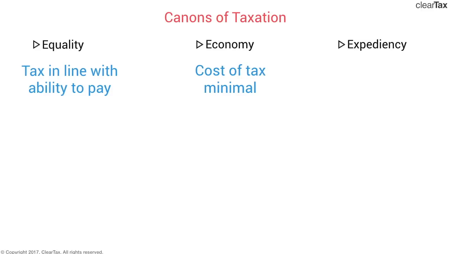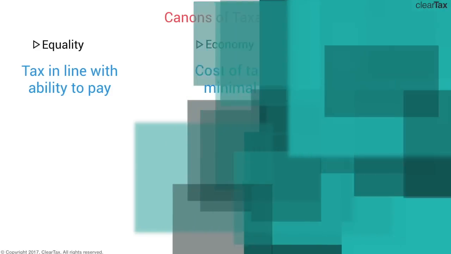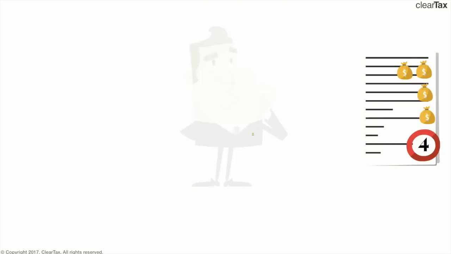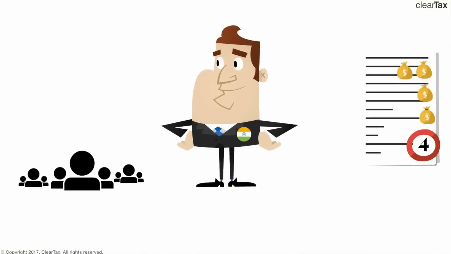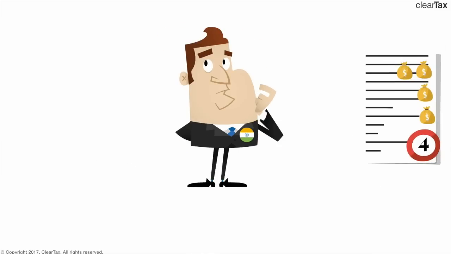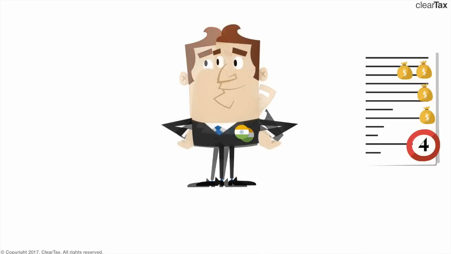Next, let's move on to the canon of expediency. Here's our government. He's busy preparing the budget. He concludes that to meet all of his expenses, he needs 4 lakh crores. And he decides to collect 6 lakh crores instead from the people. This is absolutely unjustifiable taxation. I definitely feel cheated and I absolutely don't want to pay taxes. This is when he realizes his mistake. He should collect only what he requires, 4 lakh crore.